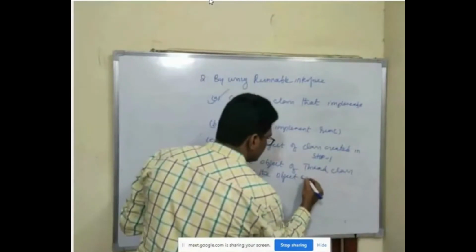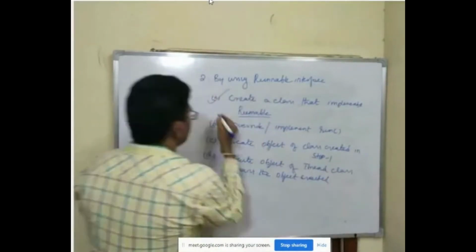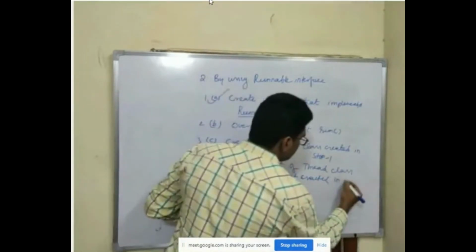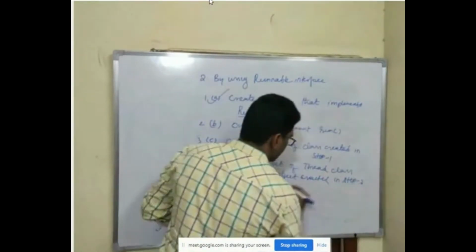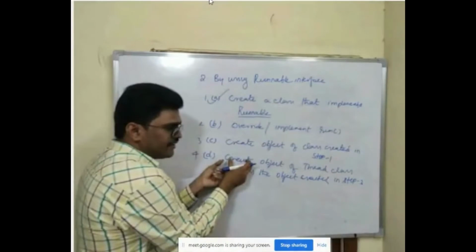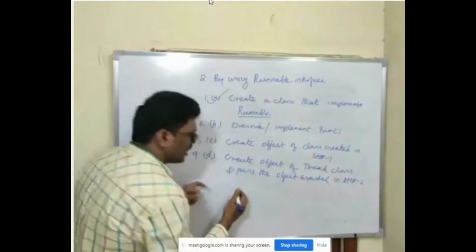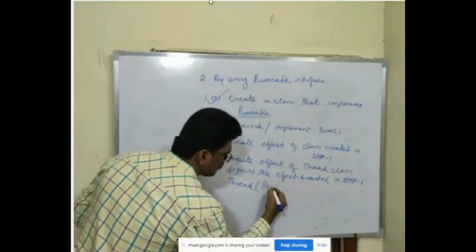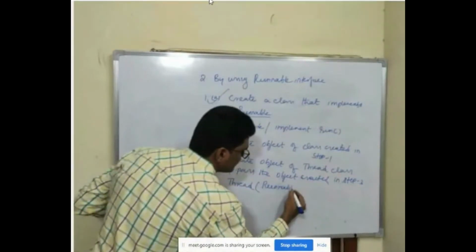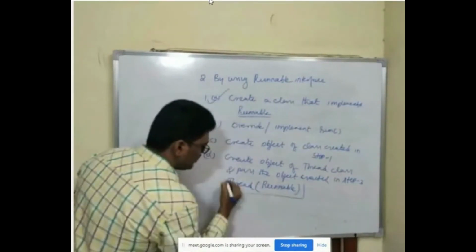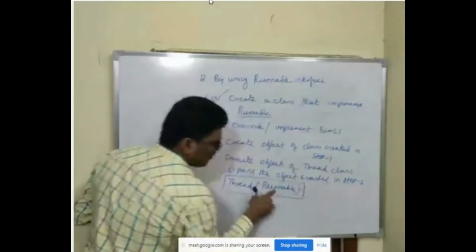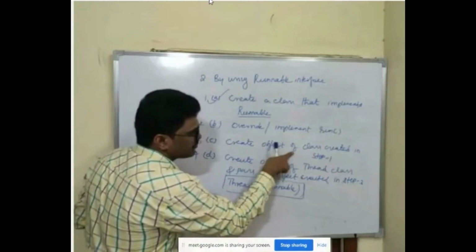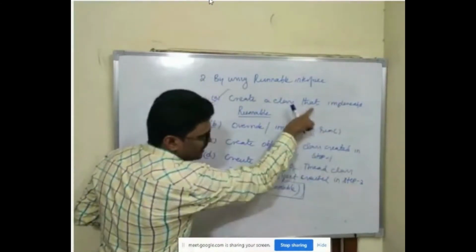step 3. So this is step 1, 2, 3, 4. You pass the object created in step 3. So you have to create the object of the Thread class. Here you will be using one more constructor of your Thread class. What parameter does it take? It takes the Runnable interface parameter. Whichever class you are creating is a class which implements the Runnable interface, so that object you are going to pass here.